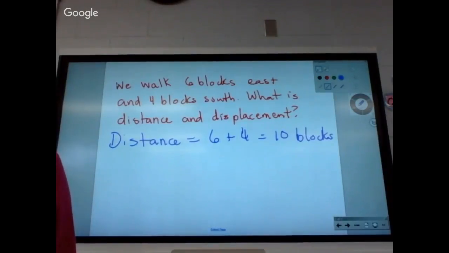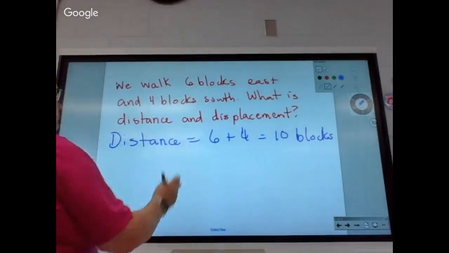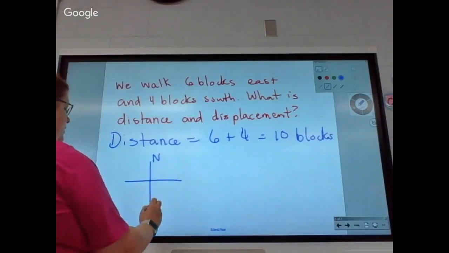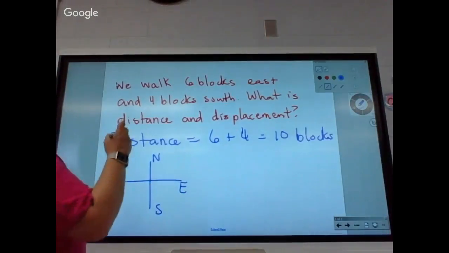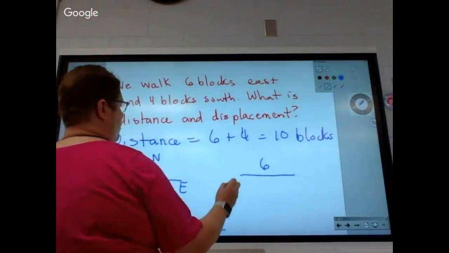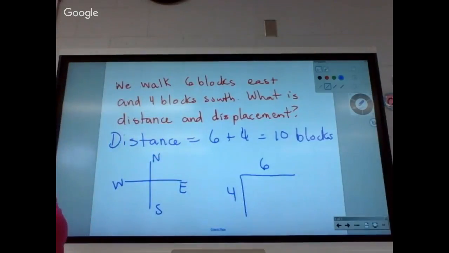All right. If it's a right triangle, you got to do the Pythagorean theorem. How do you know if it's a right triangle? Figure out if it's a 90 degrees. So if I walk east, y'all know what a weather vane looks like, right? North, south, east, west, right? So I'm going 6 blocks east, and I'm going 4 blocks south. Do I have a right triangle?